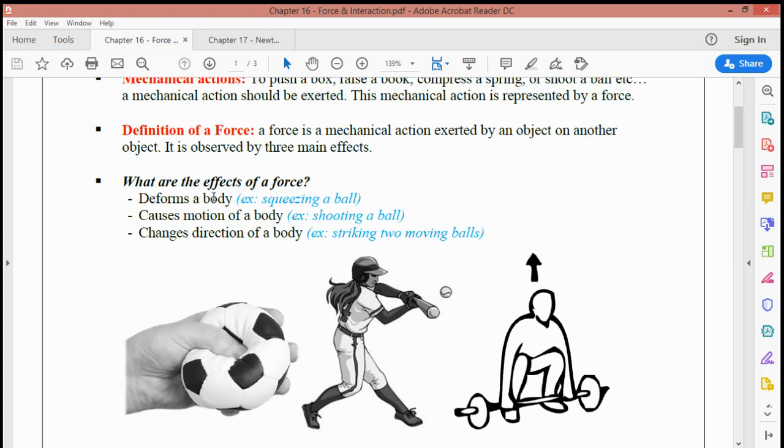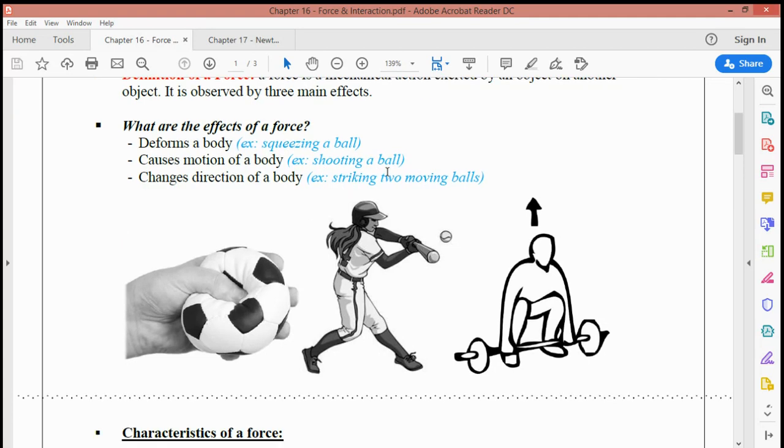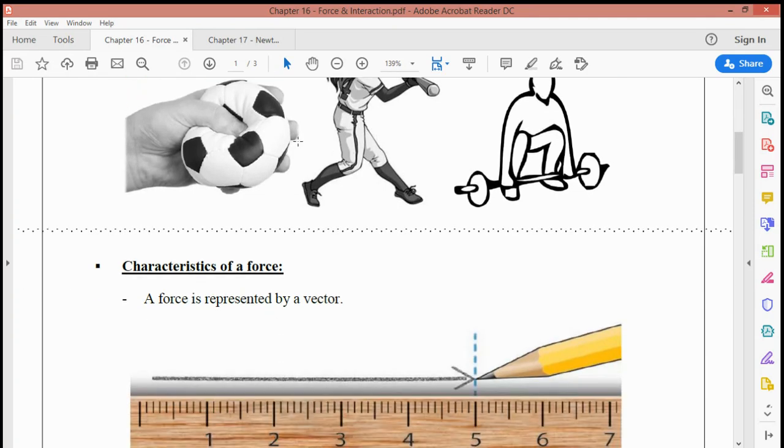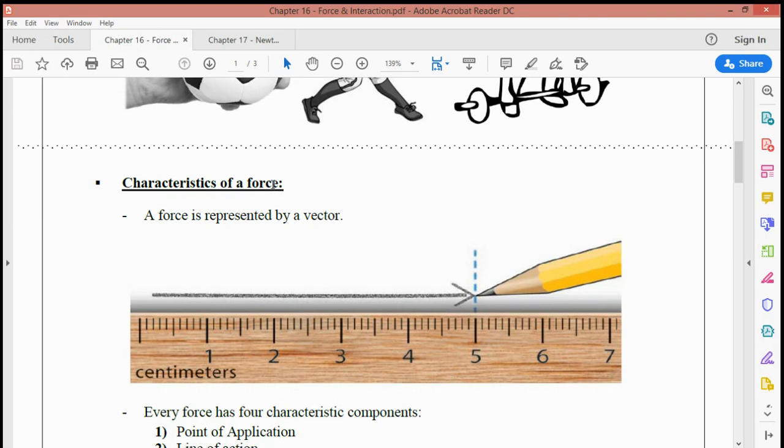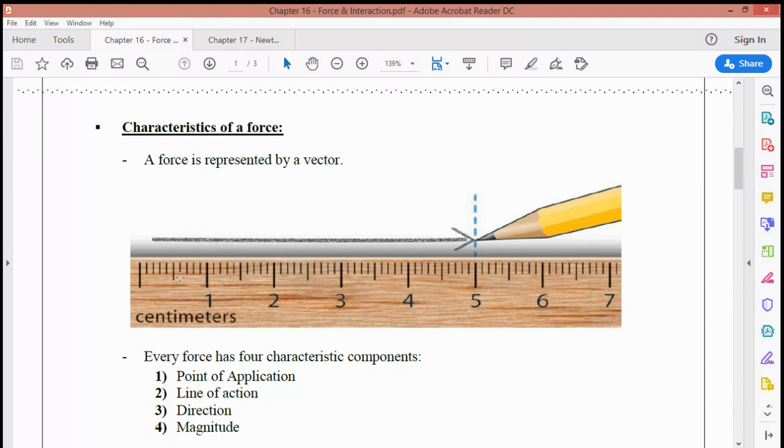The effect of a force: it deforms the body, causes motion of a body, and changes direction of a body, like striking two moving balls as the billiard ball. The characteristics of a force: since it's a vector, we can represent it by a vector. We know that we take a scale and we draw the force.